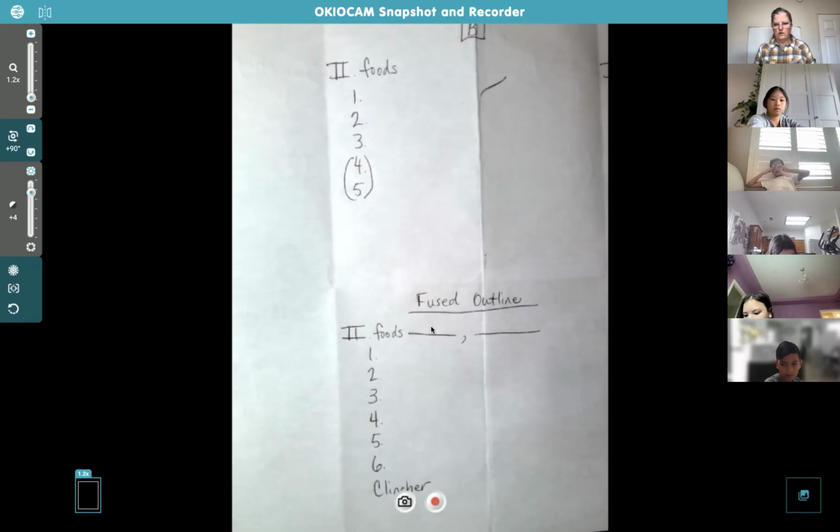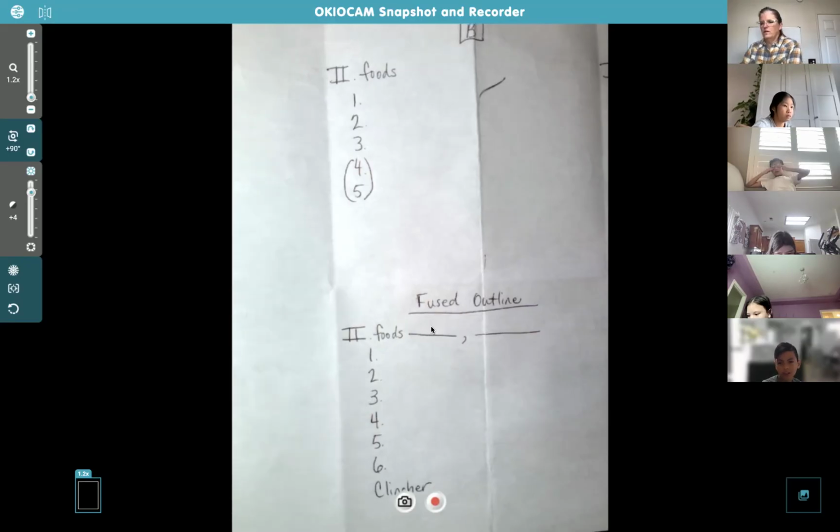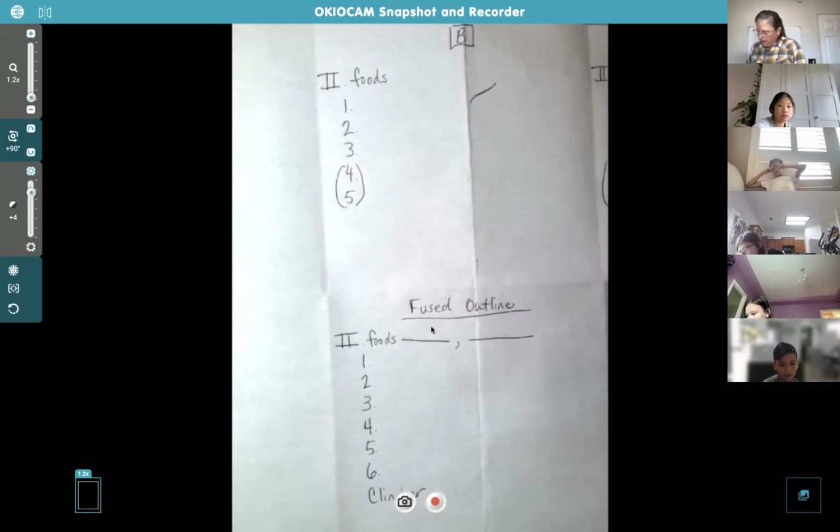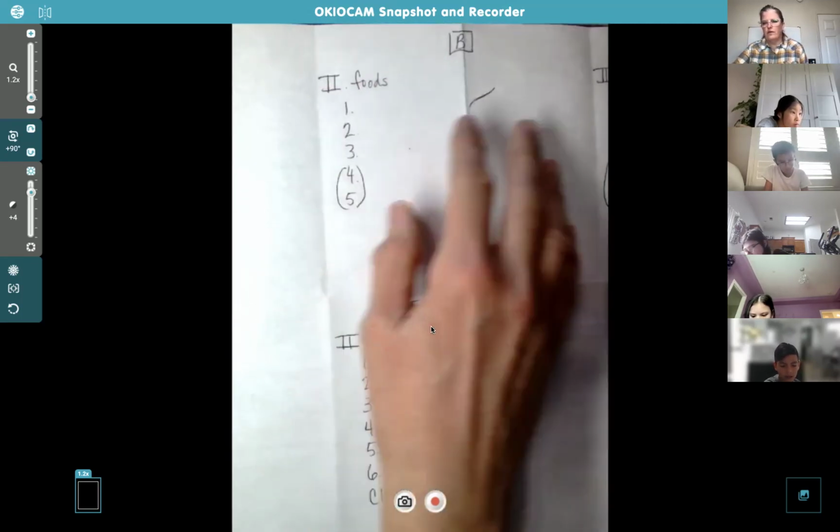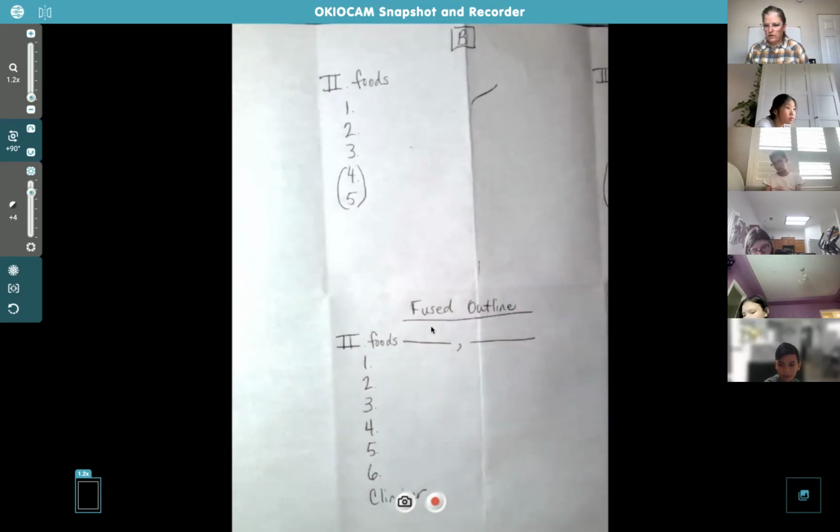Sometimes it takes me a little while to complete the fused outline because I have to piece words together. So it takes a little while for me to do it. Okay, so when you say you piece words together, because really all you're doing is copying. Is that what you're doing from above? Yeah, but you can only do 3 words.